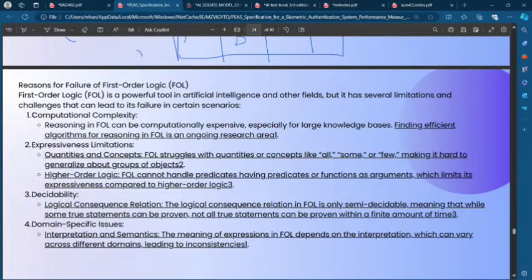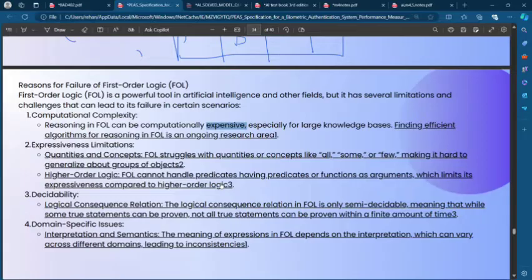I had already explained this, I guess. Now, computational complexity. Reasoning in FOL can be computationally expensive, especially for large knowledge bases. Just remember this, most important is that it is expensive. Next, expressiveness limitations, quantities and concepts. FOL struggles with quantities or concepts like all, some or few, making it hard to generalize about groups of objects.